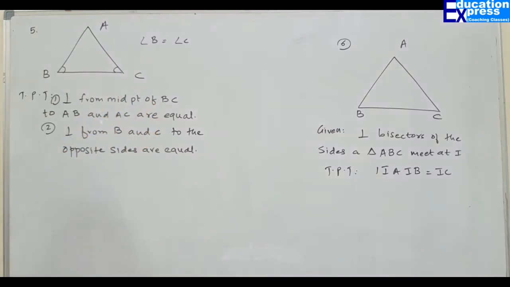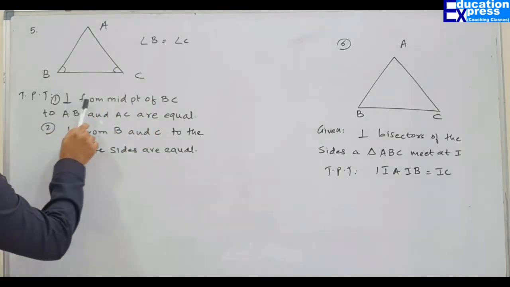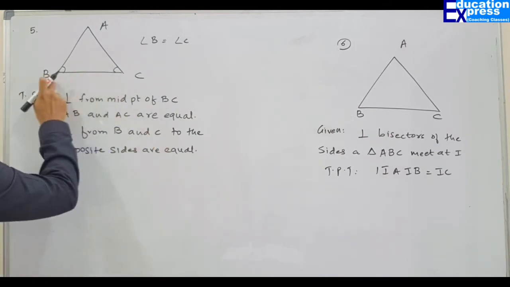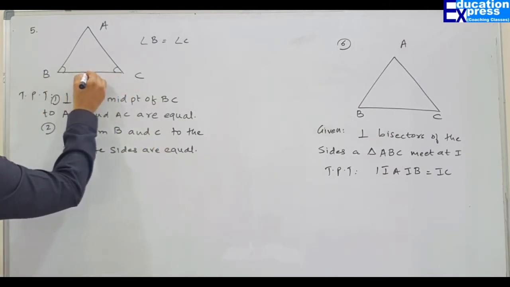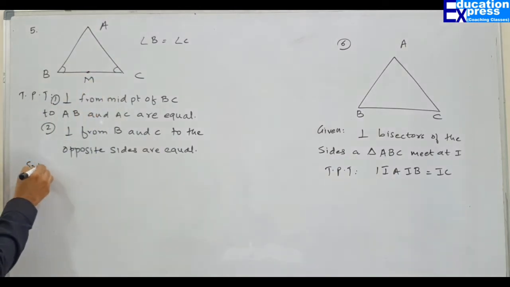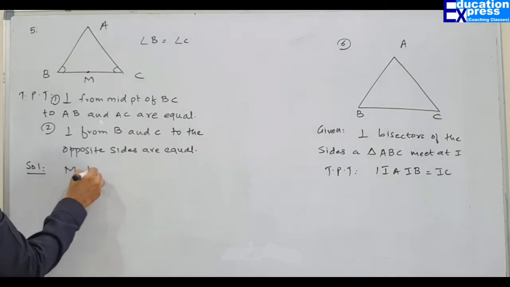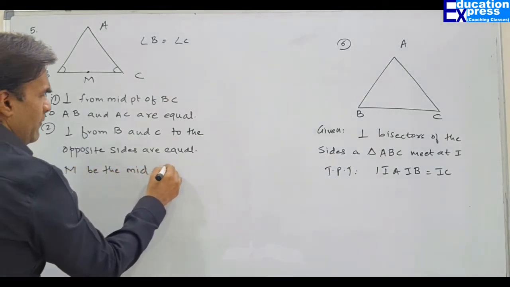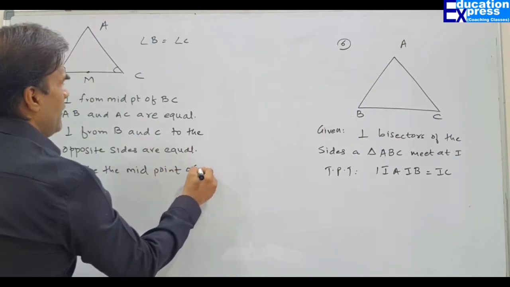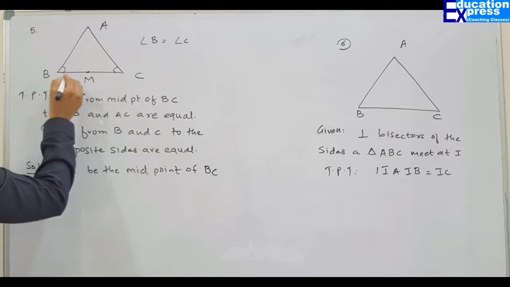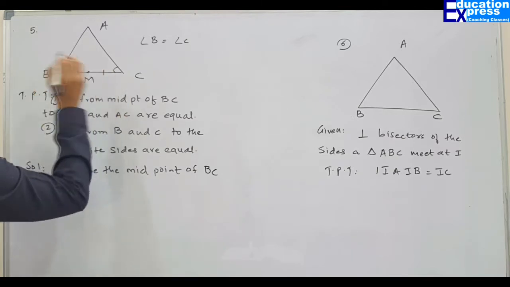What do we have to prove? We have to prove that the perpendicular from the midpoint of BC. So we need to find the midpoint of BC. Solution: let M be the midpoint of BC. Since M is the midpoint of BC, BM will be equal to MC.